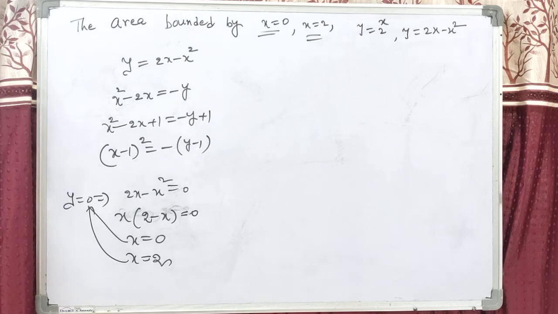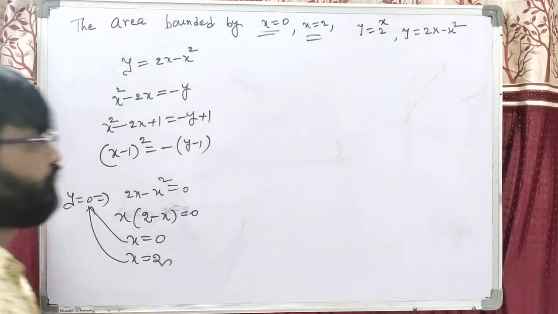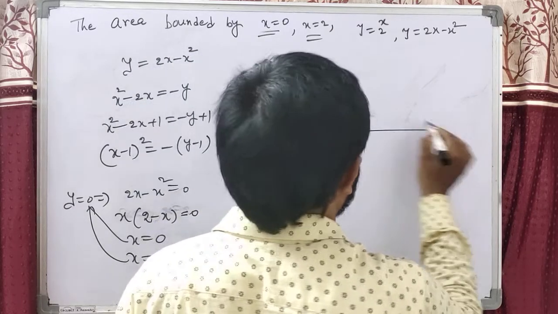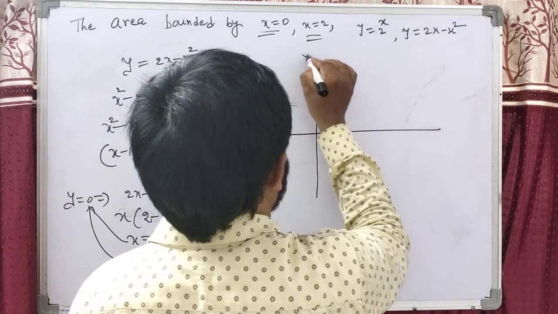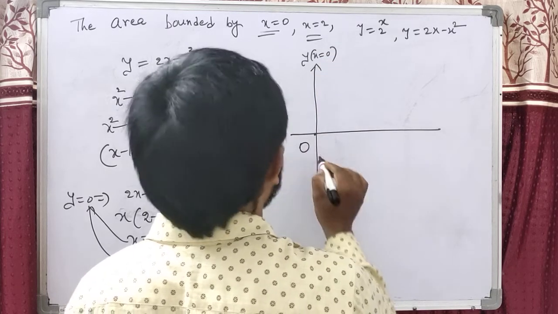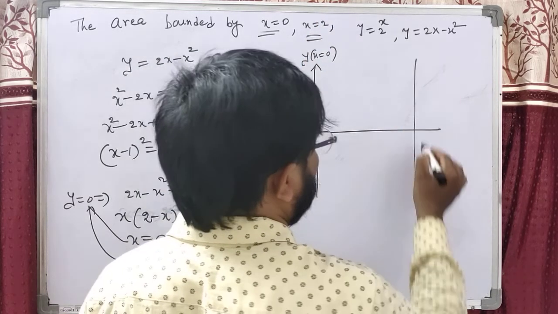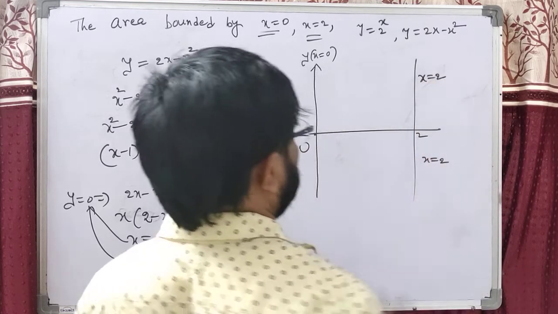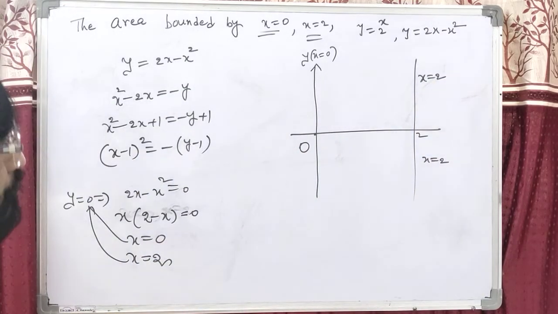Okay students, another point is we know that (1, 1). Dear students, our graph is also in between. This is the y axis, that means x equals 0. Another line given is x equals 2, dear students. This is the line x equals 2.